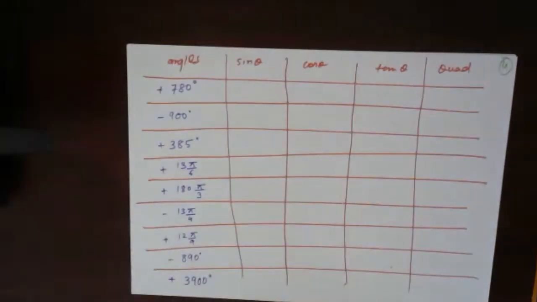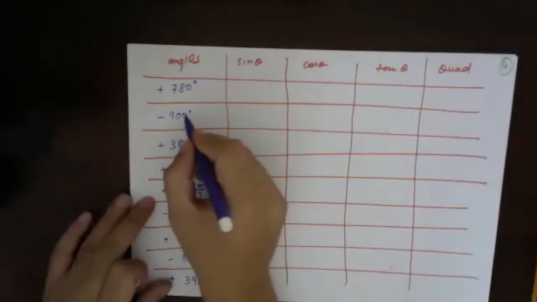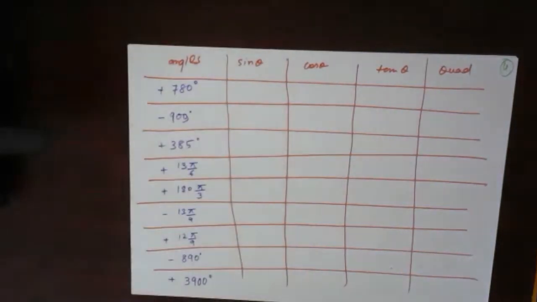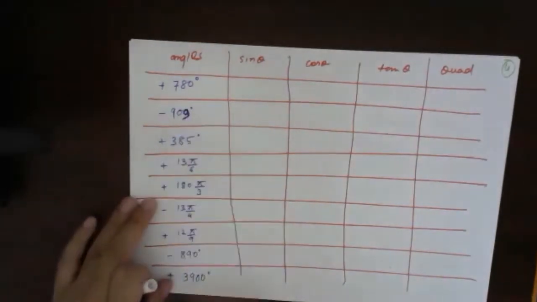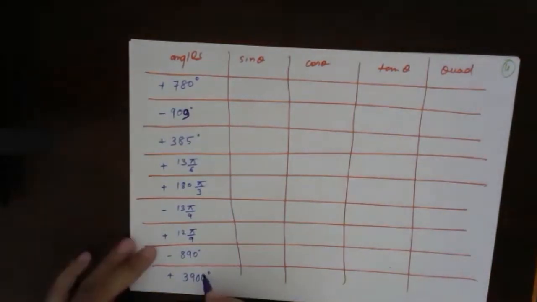Okay, fine for this one. Okay, so take it as 900. Take this as 900. Take this as 900.